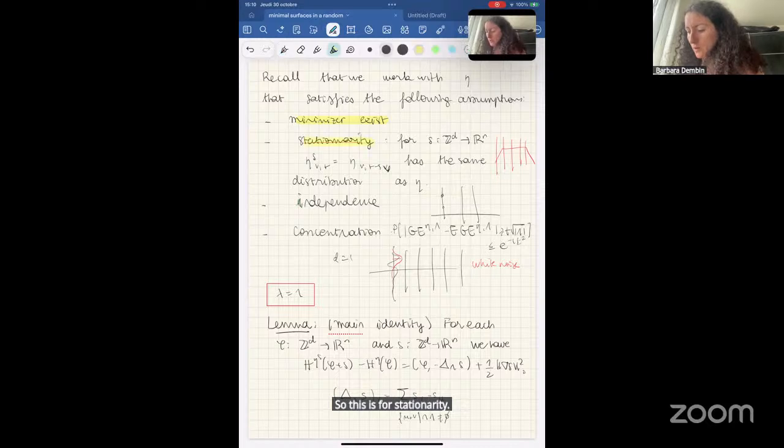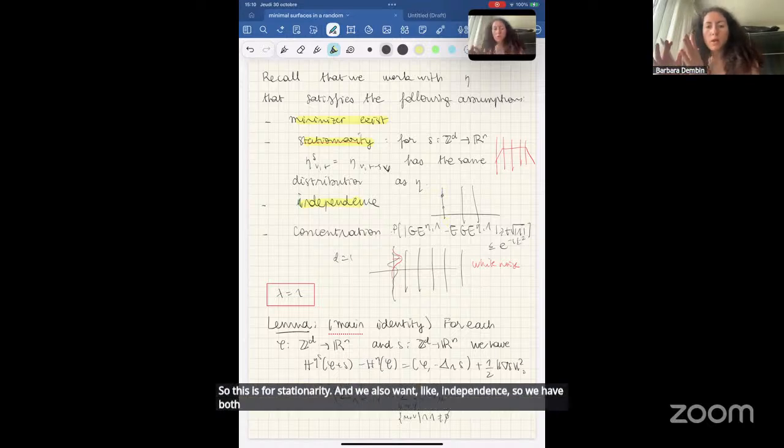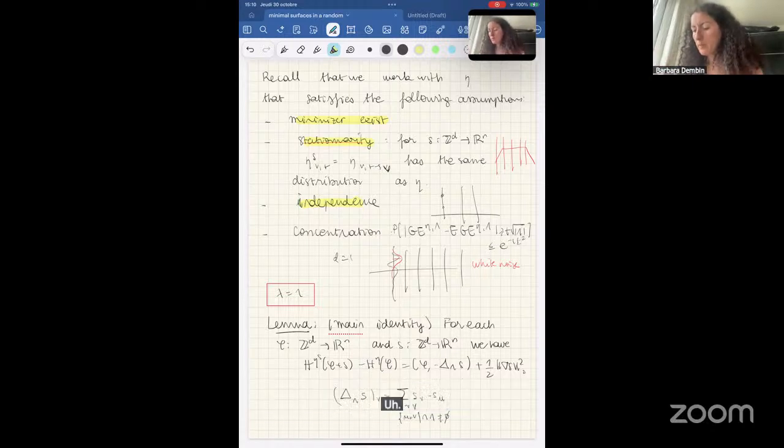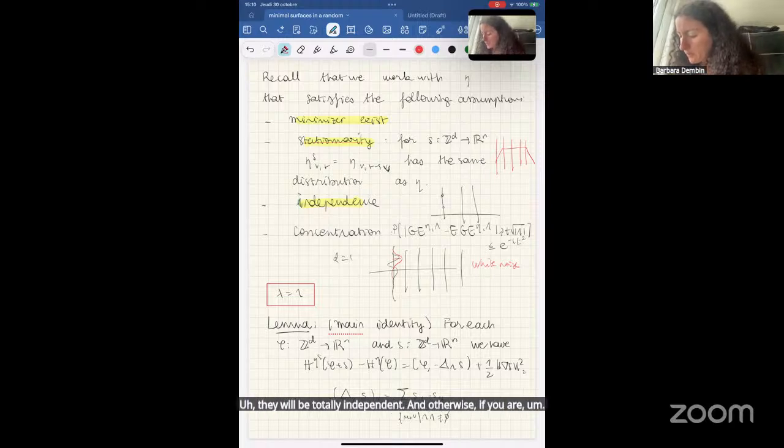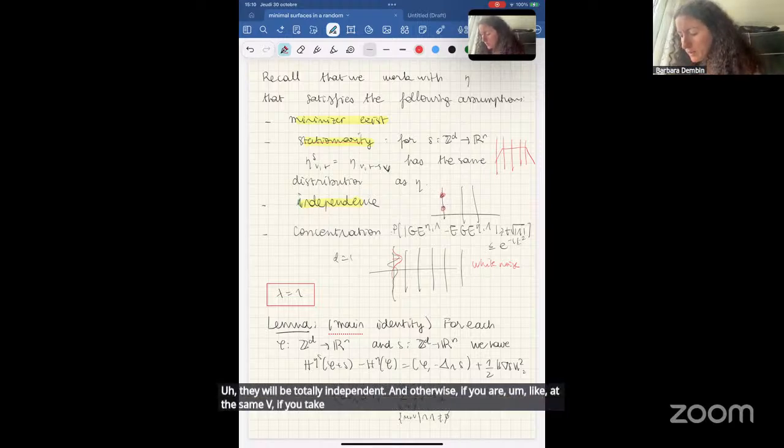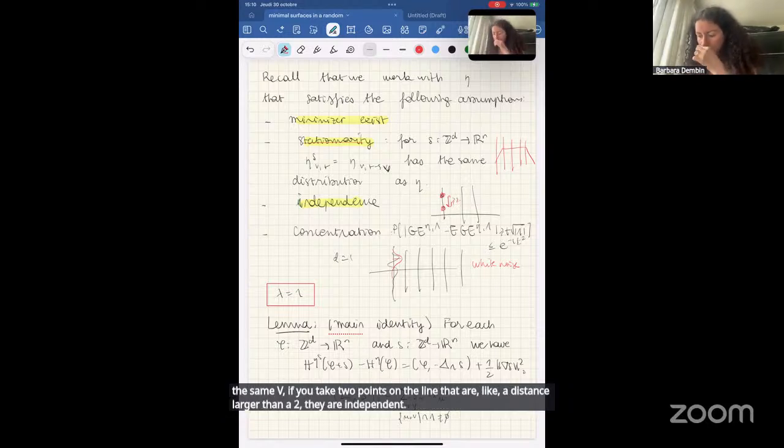And we also want independence. So we have both independence. If you look at V and U with V different from U, they will be totally independent. And otherwise, if you are at the same V, if you take two points on the line that are at a distance larger than 2, they are independent. That's our assumption.